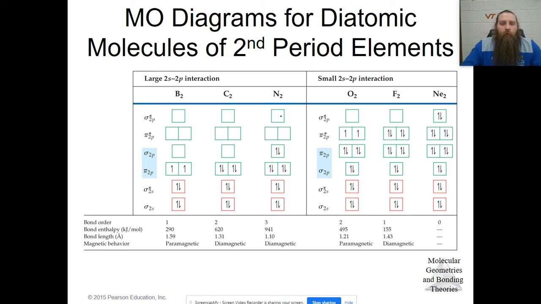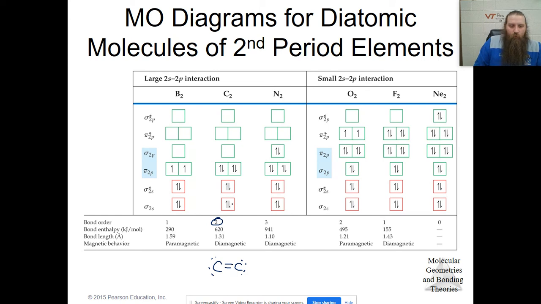So let's look at the MO diagrams for some diatomic molecules in the second period, like B2, C2, N2. We can see they've left out the atomic orbitals. They're just showing you the molecular orbitals that were in the middle of that diagram. And down here at the bottom, we can see what I think is probably the most important right now, the bond order. So if I want to draw C2, I have a bond order of 2. I would expect it looks something like that.